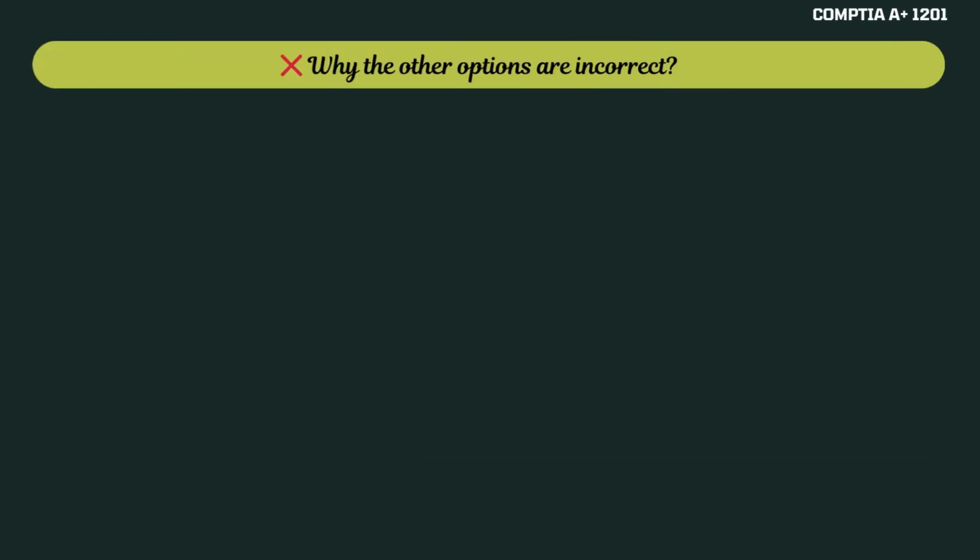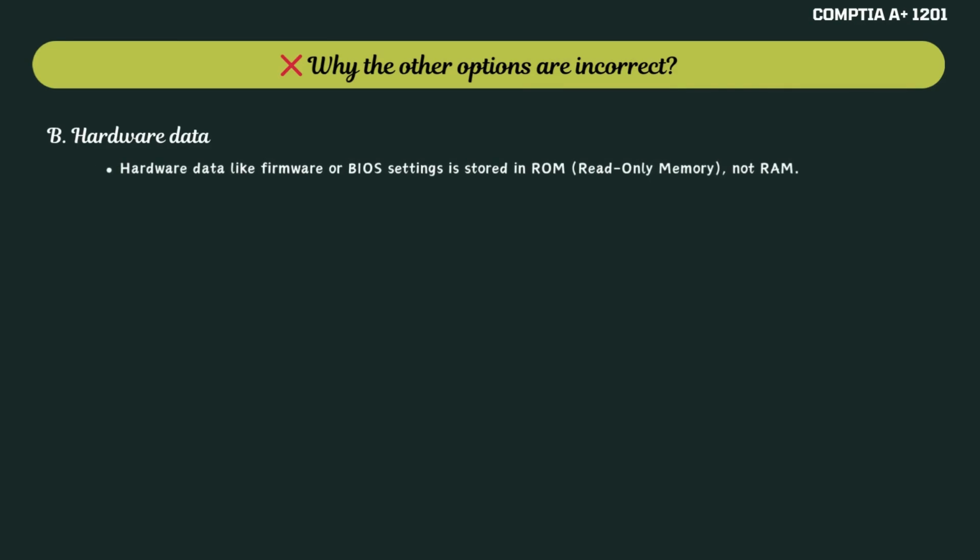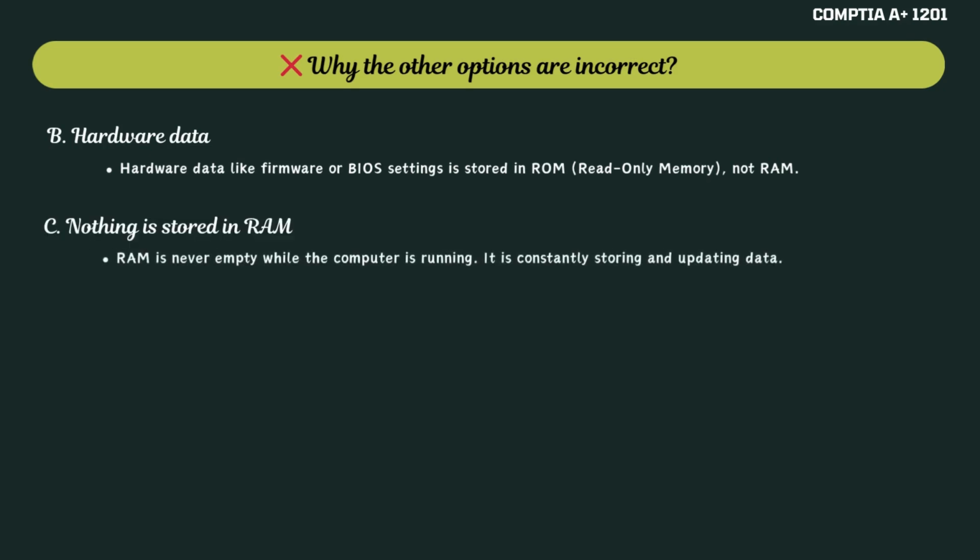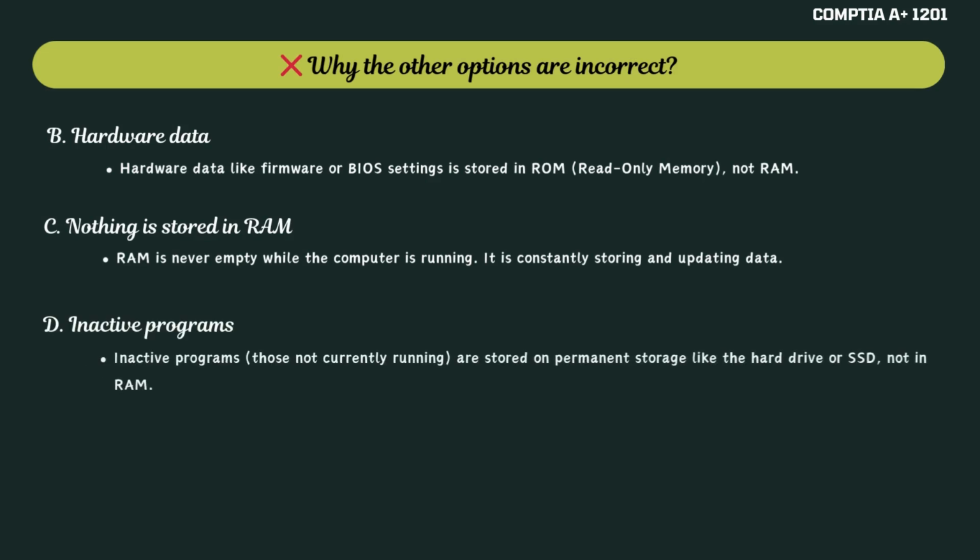Why the other options are incorrect. B. Hardware data. Hardware data like firmware or BIOS settings is stored in ROM, read-only memory, not RAM. C. Nothing is stored in RAM. RAM is never empty while the computer is running. It is constantly storing and updating data. D. Inactive programs. Inactive programs, those not currently running, are stored on permanent storage like the hard drive or SSD, not in RAM.